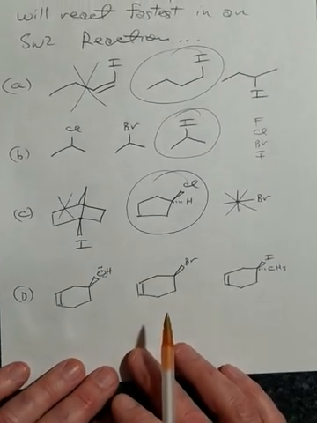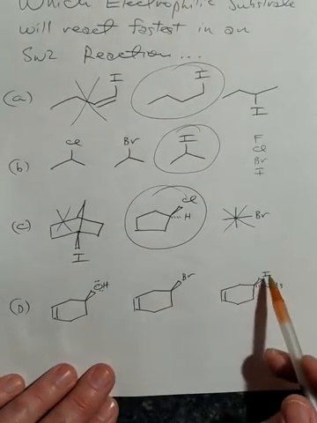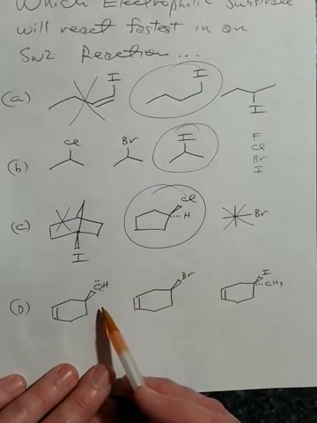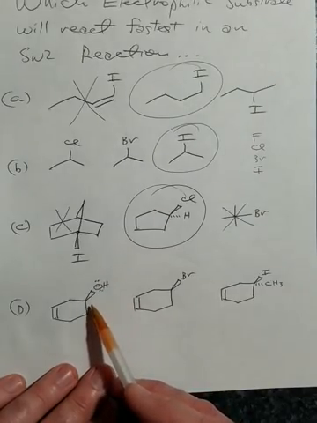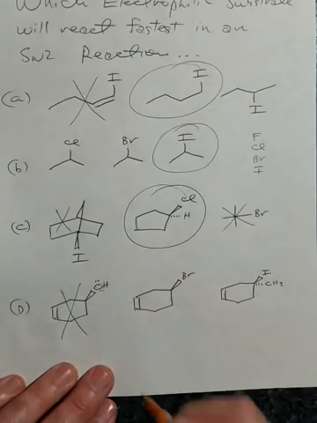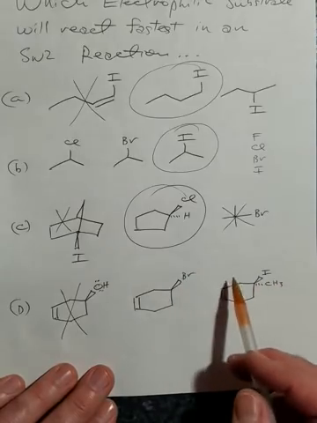Finally, we go down here to this last example. I have an alcohol, a bromide, and an iodide. Alcohols, if they're going to react in an SN2, would presumably have this OH group as a leaving group, and OH is a lousy leaving group, so we're just going to cross that one off. No chance for that. Bromide and iodide, both acceptable leaving groups.